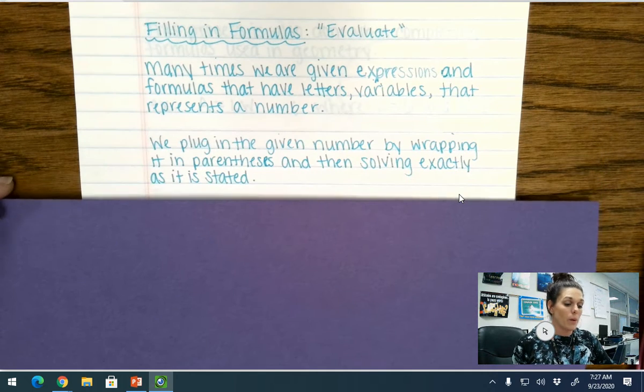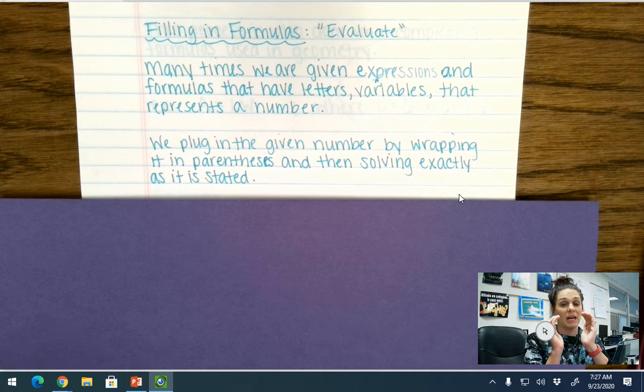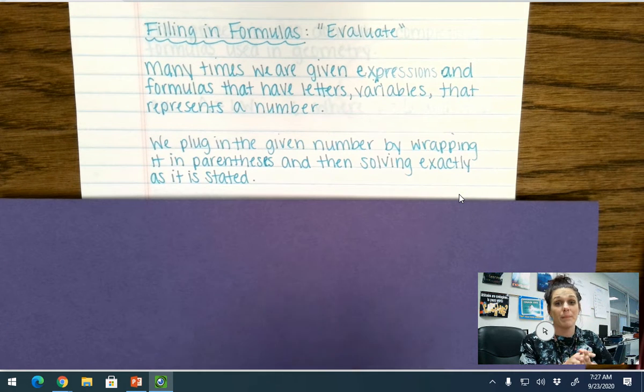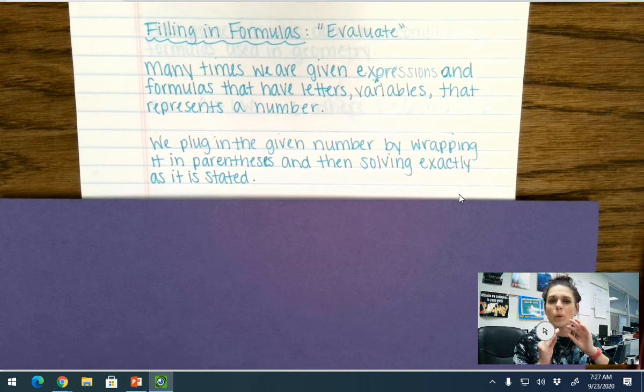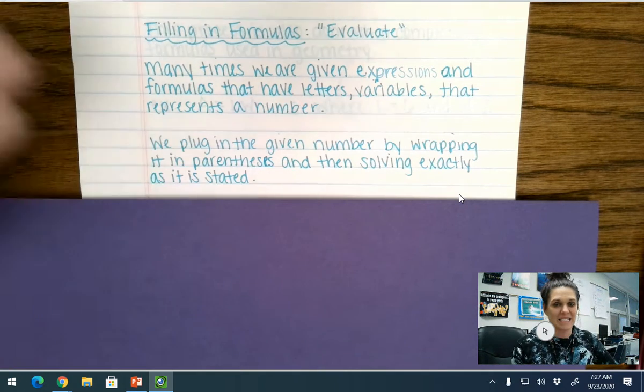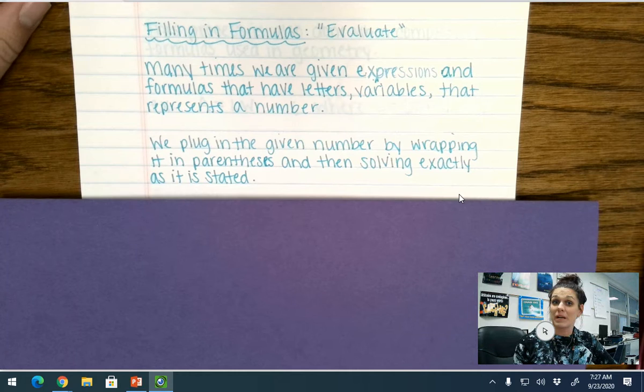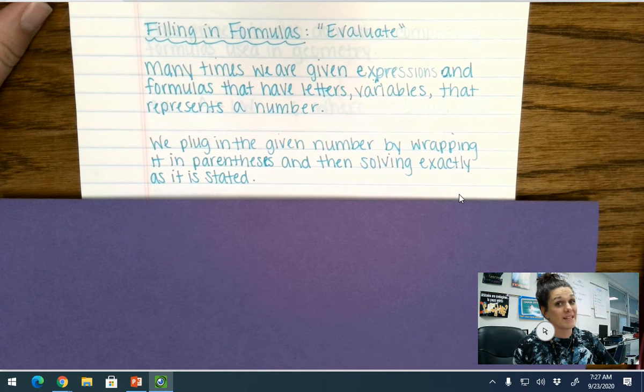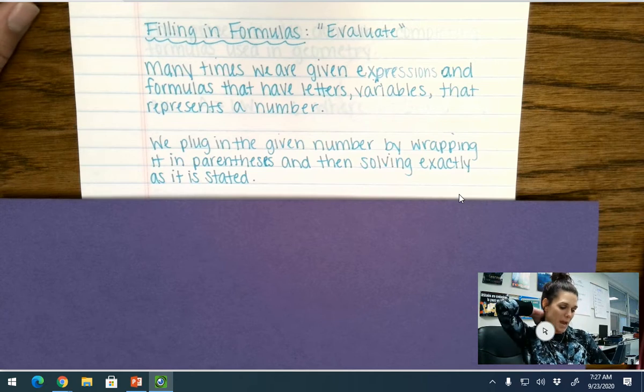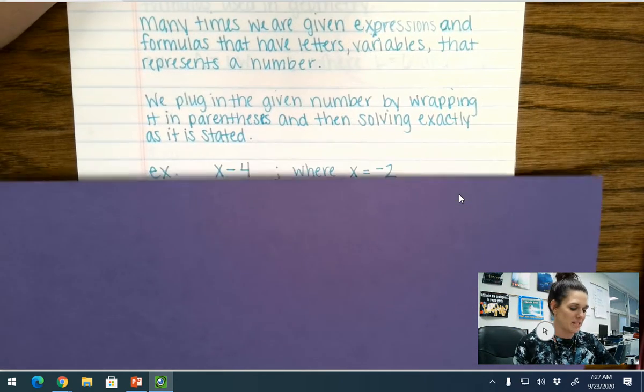All right, so what we're going to be doing is we're going to be plugging in the given number by wrapping it up in parentheses. And we need to remember that parentheses when touching something means to multiply. But we're going to solve it exactly as it's stated. Now, I encourage you to wrap it in parentheses, especially when we're dealing with negatives, because negatives alter how things look. Okay, so let's take a look at a couple of examples.